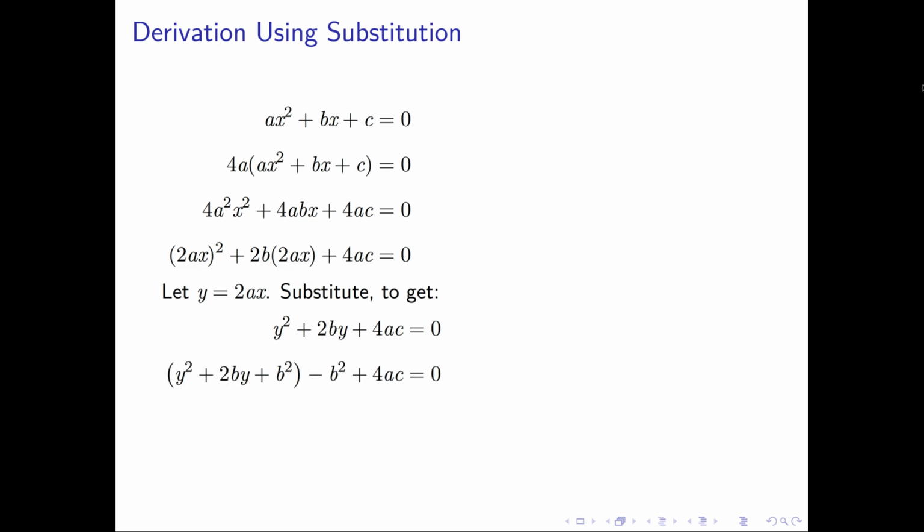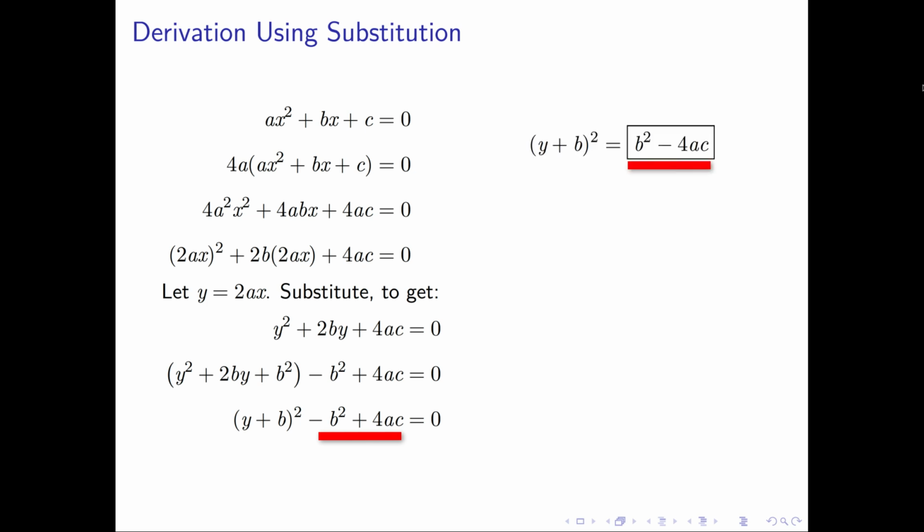Next, we complete the square, taking y squared plus 2by and completing the square inside the parentheses, adding b squared inside, and then subtracting it outside. And then we factor, add b squared to each side, subtract 4ac from each side, and there again we get b squared minus 4ac equals (y plus b) squared. And now I'll tell you a little bit more about that b squared minus 4ac.